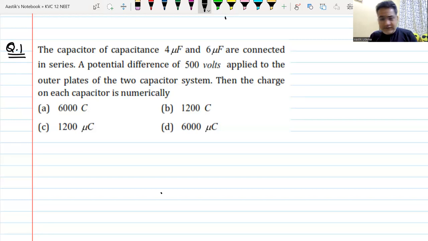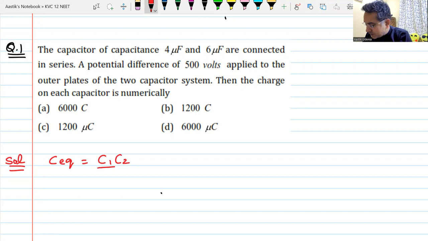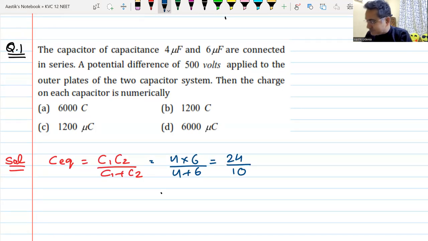I hope you can do this. I'll give you 2 minutes to think about this. So, how do you have to do this? You don't even have to draw a diagram. First thing in any such question, whenever you see a series or parallel combination, especially for series combination, if they're asking you the charge, first you can find out the equivalent capacitance. And the shortest formula to find the equivalent capacitance is C1 C2 upon C1 plus C2. So it is 4 into 6 divided by 4 plus 6. Do not solve it. Just keep it as 24 by 10.